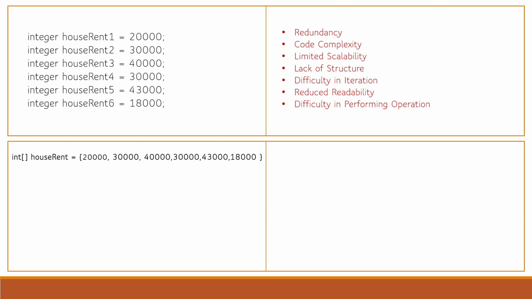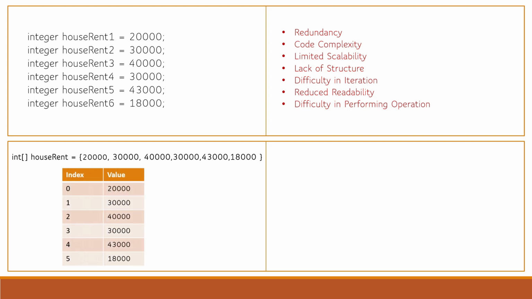So I have created an array. In code, it looks like this. So for example, an integer array, I have named it house rent, and added all of these rents into this array. But let's see how it looks in the background.